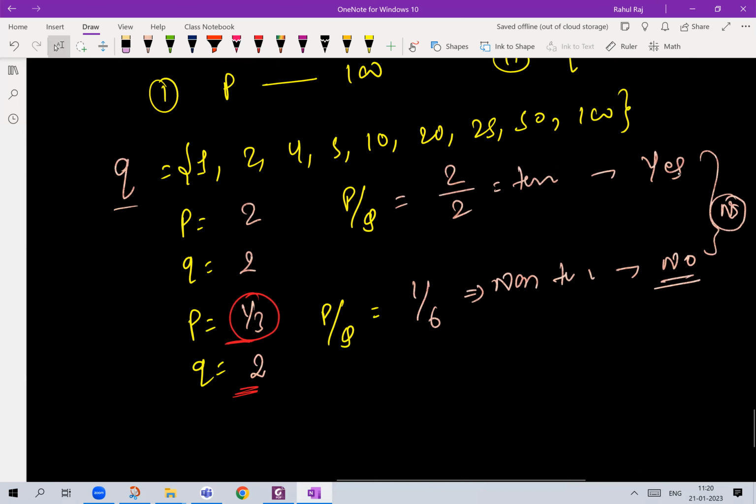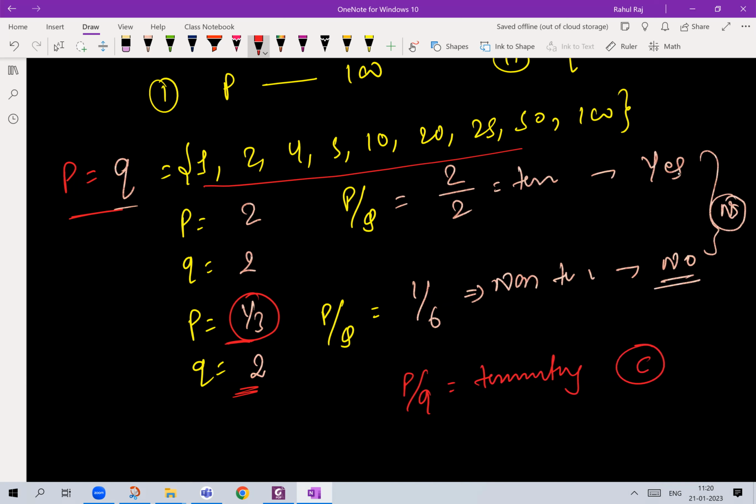So in this case, if I combine, the combination is what? P and Q can each be 1, 2, 4, 5, 10, 20, 25, 50, 100. Now, if you take any two of these numbers and divide, P by Q will always be a terminating condition. Always. So C is my right answer.